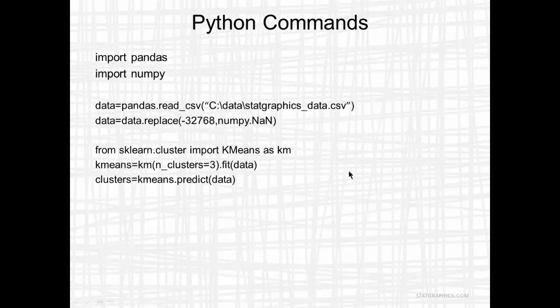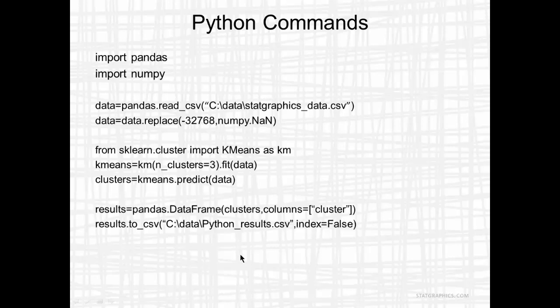We'll then import the K-means procedure from scikit-learn. The basic cluster analysis is done through the command kmeans equals KMeans, where we specify the number of clusters we want to create and have it fit the data that's been read into the data frame. We'll then ask kmeans to predict which cluster each of the rows in data fall into and put it in a variable called clusters. Finally, we'll have Python create another data frame called results containing the cluster numbers and ask Statgraphics to read that back into our Statgraphics data sheet through another CSV file.